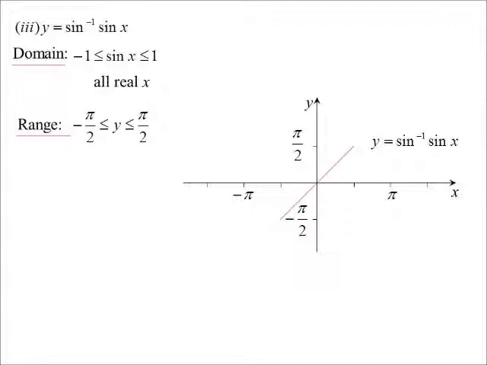Now, actually, is that the right graph? Domain we said is in between, oh no, sorry, domain is all real x. Phew, I thought I had the wrong graph there for a sec. But the range is only going up from minus pi on 2 to pi on 2. So we've just got that section of y equals x.